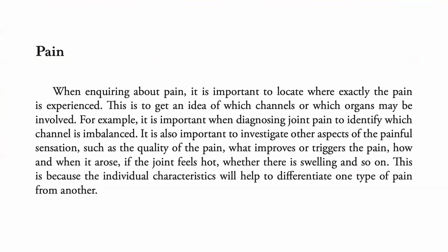When inquiring about pain, it is important to locate where exactly the pain is experienced. This is to get an idea of which channels or which organs may be involved. For example, it is important when diagnosing joint pain to identify which channel is imbalanced. It is also important to investigate other aspects of the painful sensation, such as the quality of the pain, what improves or triggers the pain, how and when it arose, if the joint feels hot, whether there is swelling, and so on. This is because the individual characteristics will help to differentiate one type of pain from another.